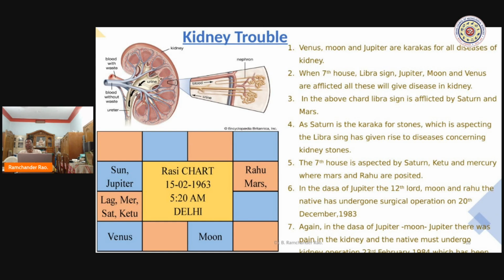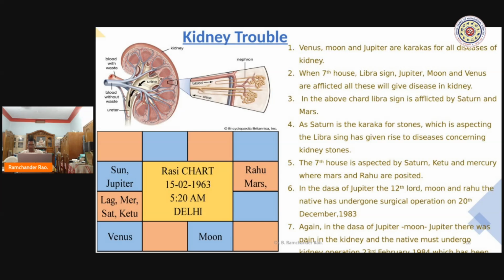This is kidney trouble. Venus, Moon and Jupiter are karaka for all diseases of the kidneys. This is very, very important. When the 7th house, Libra, Jupiter, Moon and Venus are afflicted, all these will give disease of the kidneys. There is no escape. In the above chart, Libra sign is afflicted by Saturn and Mars. Saturn, by its 10th aspect, is aspecting the Moon, and Mars is also aspecting the Moon in Libra.